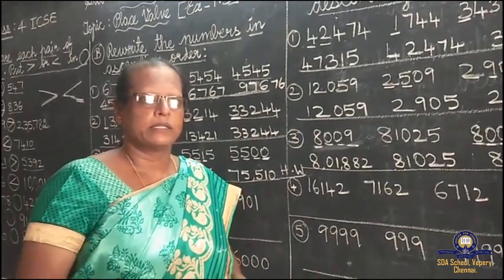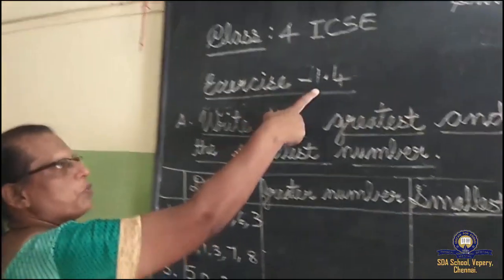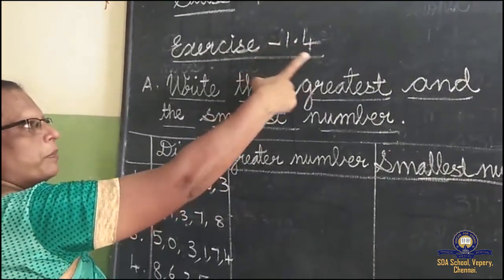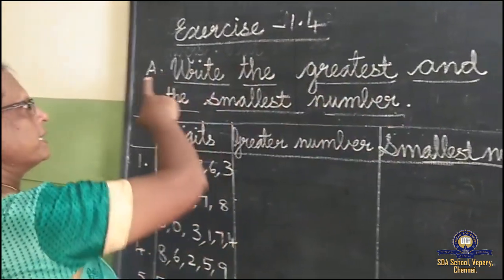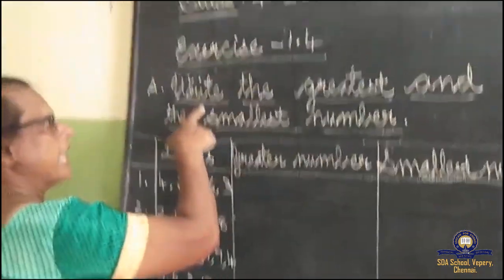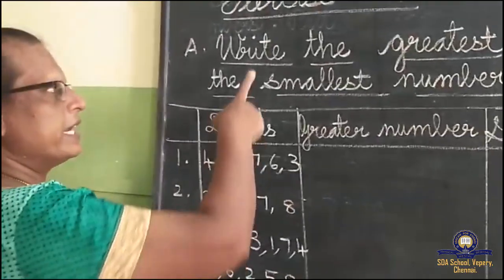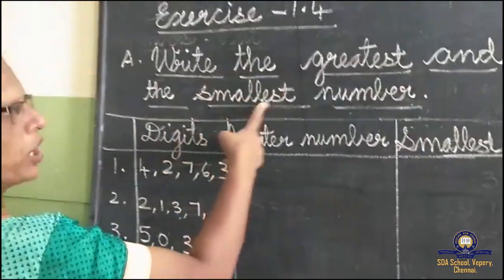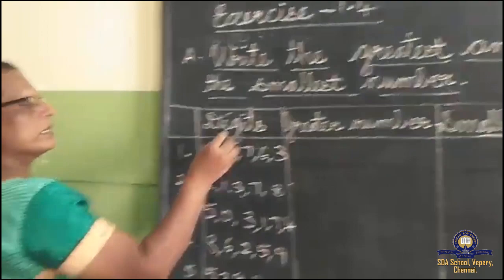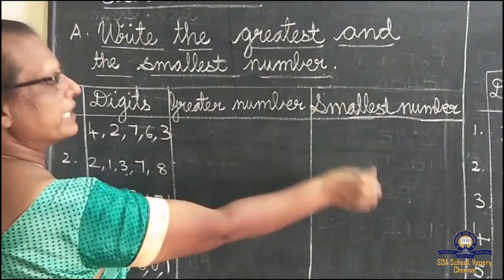Okay, children. Now we are going to see exercise 1.4. Exercise 1.4. Only 2 Roman letters are A and B. So only I am teaching you now itself. Okay, children. Write the greatest and the smallest number. So here digits, greatest number and smallest number they have given.